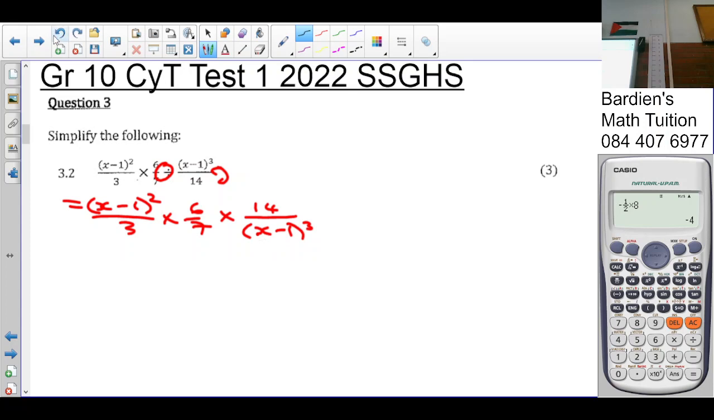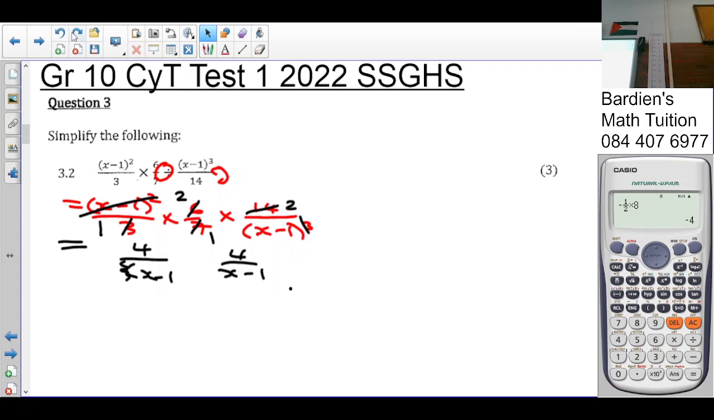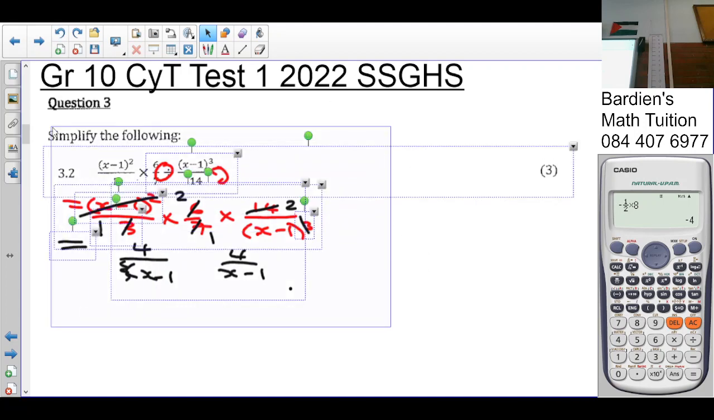Okay. So, x minus 1 squared cancels with 2 of that 3, leaving you with 1. Not so? 3 going into 3 once, 3 going into 6 twice, 7 going into 7 once, 7 going into 14 twice. 2 times 2? 4 over x minus 1. We don't need this bracket, okay? So it's just 4 over x minus 1. It was easy.